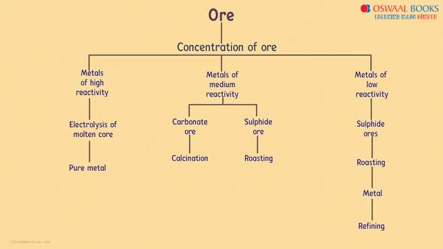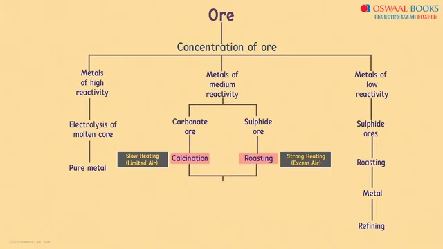In calcination, the carbonate ores are changed into their oxides by slow heating in limited air. Roasting is strong heating in the presence of excess air, and calcination is slow heating in the presence of limited air. Both are used to convert the ores to their oxides, but roasting is used for sulfide ores and calcination is used for carbonate ores.